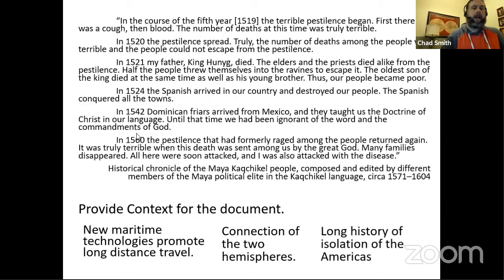Another great idea about context here is the long history of isolation of the Americas. Before Columbus's voyage in 1492, the Americas were completely isolated from the European states, and all of Afro-Eurasia, really, which helped keep them isolated from many of the diseases that existed for centuries in Afro-Eurasia.